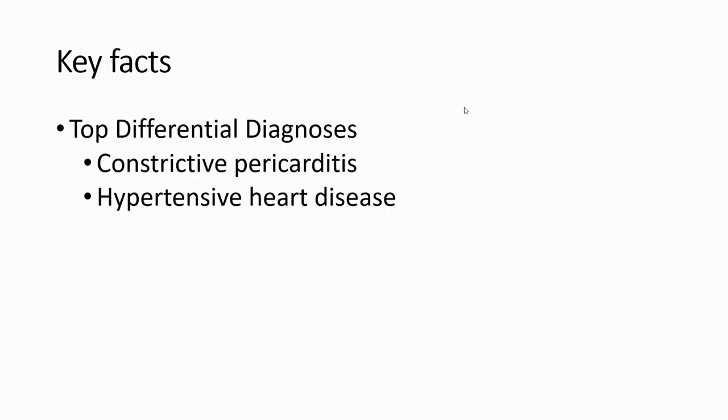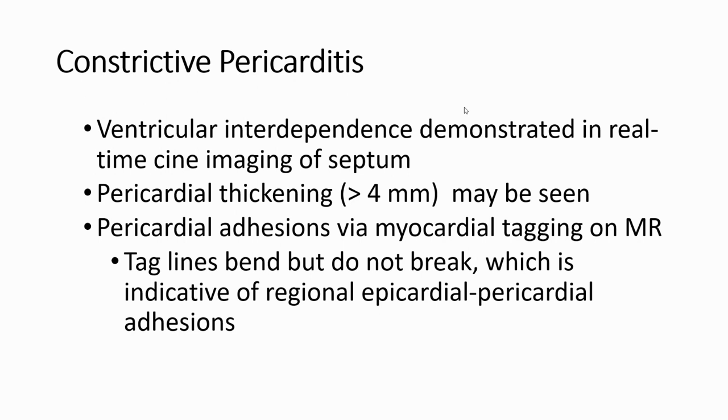So what are the top differential diagnoses? The first one is constrictive pericarditis and the second is hypertensive heart disease. In constrictive pericarditis, ventricular interdependence is demonstrated in real-time cine images of the septum. Pericardial thickening of more than 4 mm may be seen. Pericardial adhesion on myocardial tagging: the tag lines bend but do not break, which is indicative of regional epicardial pericardial adhesion.